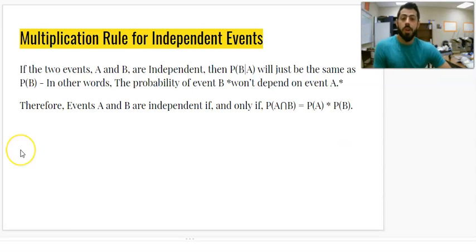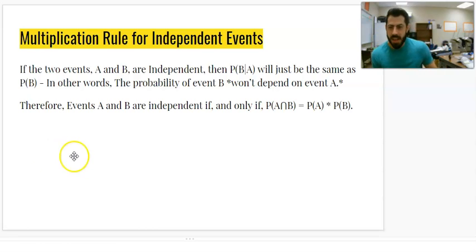I forgot something. So, we have to talk about the multiplication rule for independent events. It's actually important. The rule says, if two events, A and B, are independent, then the probability of B given A will be the same as just the probability of B, meaning the probability of event B won't depend on the probability of A. Therefore, events A and B are independent if and only if the probability of A and B occurring equals the probability of A times the probability of B.